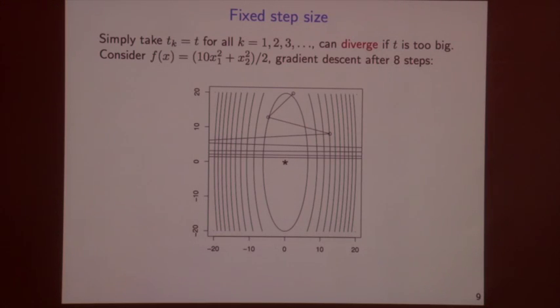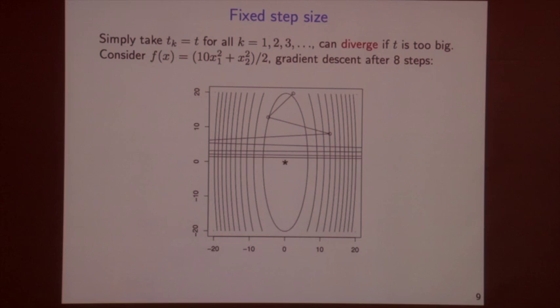So it's clear that we have to pick a step size. And probably the simplest idea would be, well, let's just fix some number. Let's just take some number t and keep the step size constant across all the iterations of the algorithm. So this means let's just take t_k equal to t for all k.